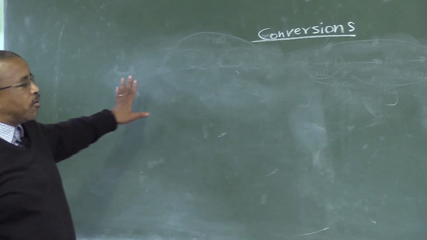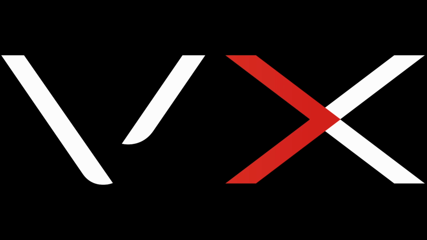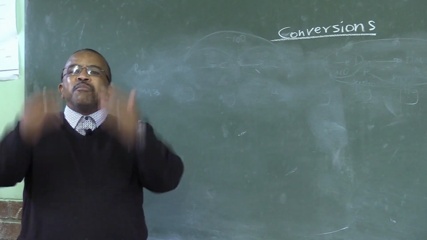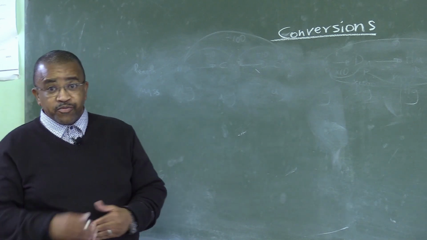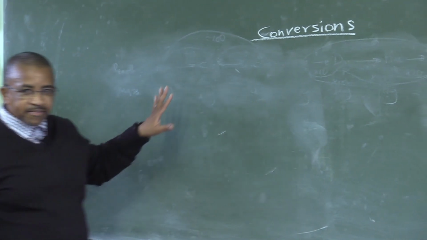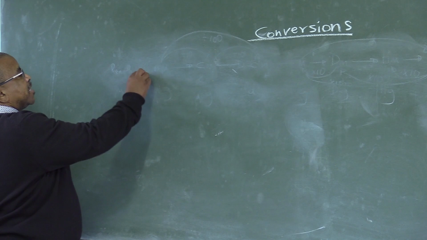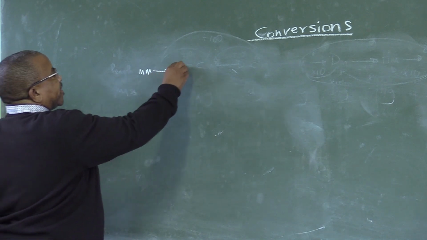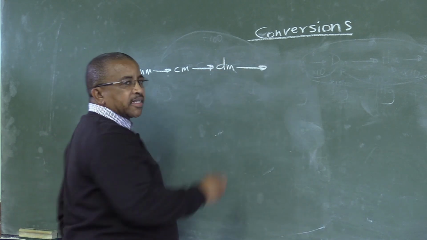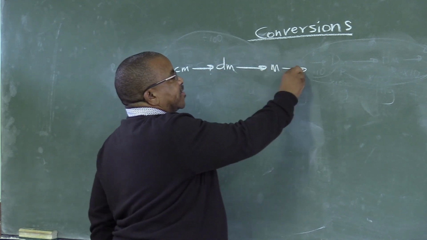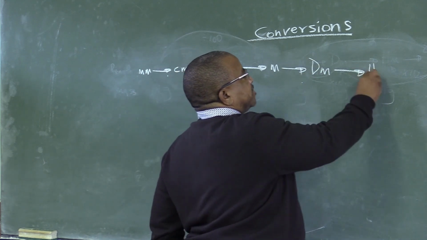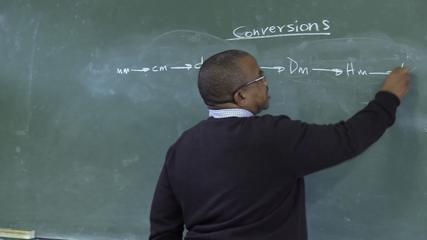Now, sesikubonile ukuconvertwa kwe-length. What about the area? Say i-area sengenzela nje for i-completion ngoba ngiya kwi-volume from i-end. Now, yini i-area na or asiqale la qala. We have millimeters, as I said, giving us centimeter, giving us decimeter, giving us meter, giving us decameter, hectometer, then kilometer. Right.